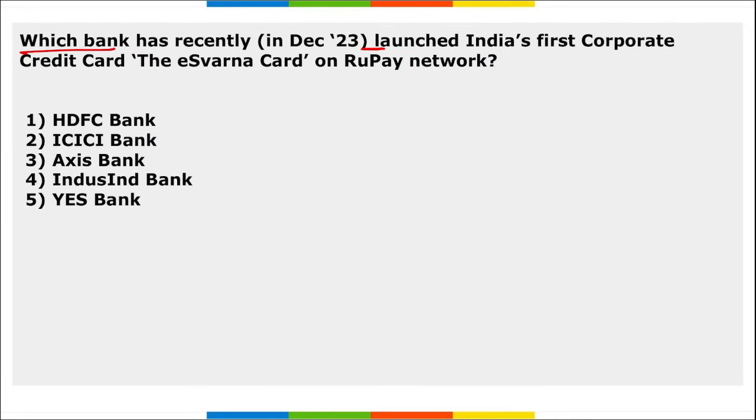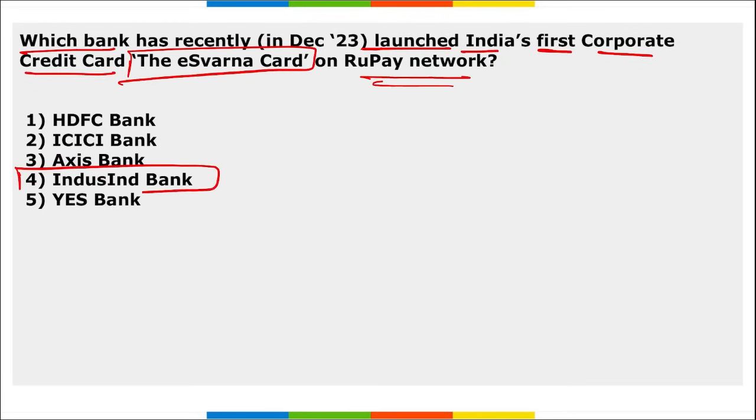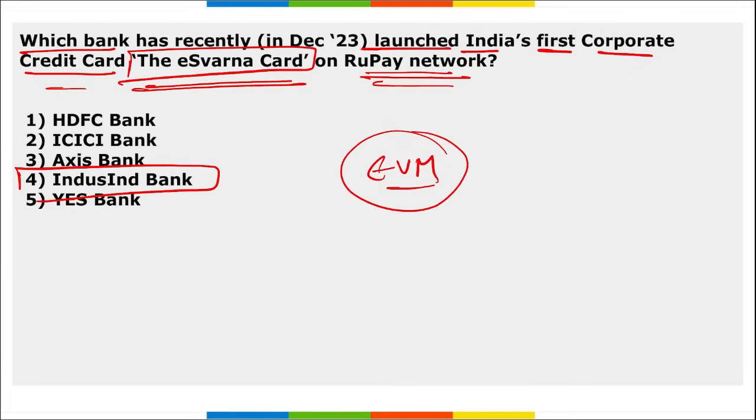Next, which bank has recently launched India's first corporate credit card, that is the e-Savarna card on the RuPay network? It is IndusInd Bank. Right? IndusInd Bank has launched India's first corporate credit card, that is the e-Savarna card, and it was launched on the RuPay network. This e-Savarna card is a Europay, MasterCard and Visa, that is EMV, card. Correct? And the card is aligned with NPCI's vision for a digital inclusive society.